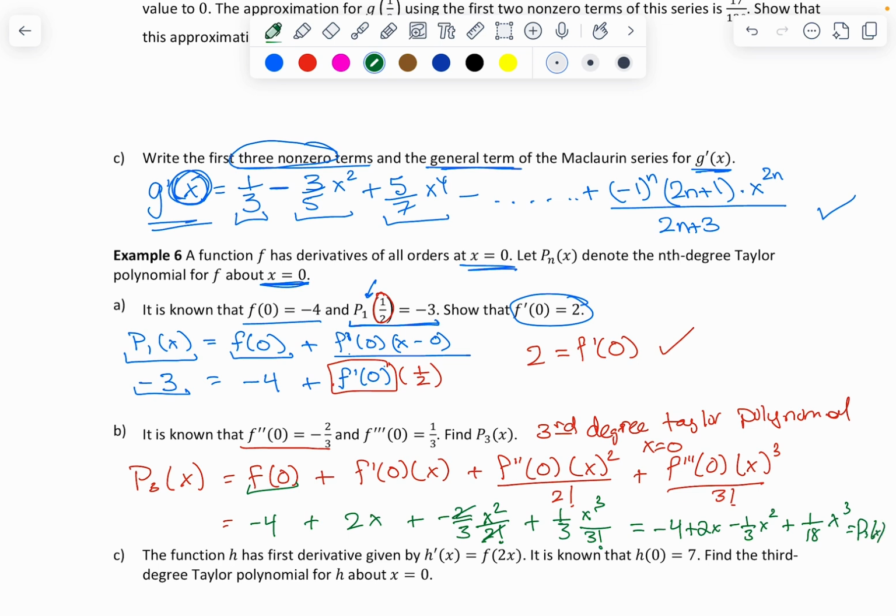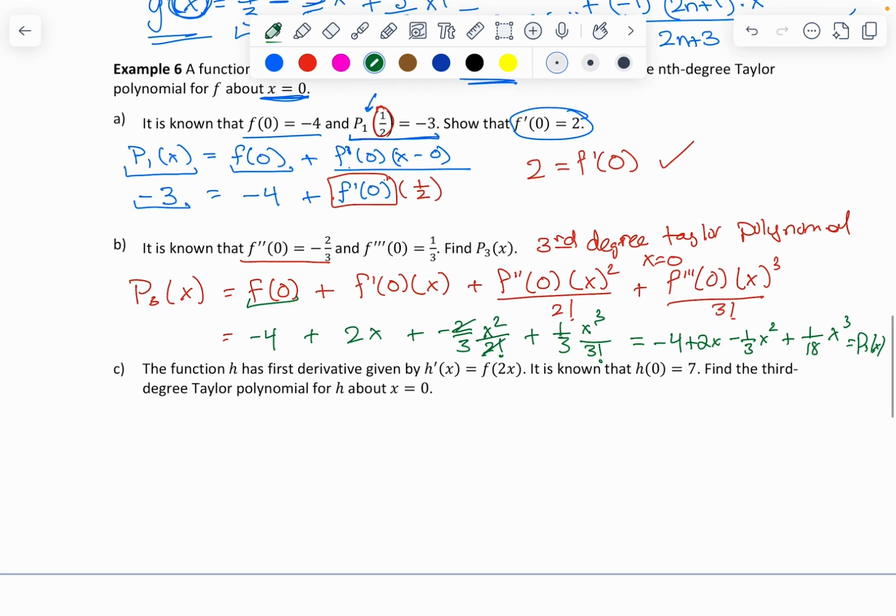All right, example 6, part C. The function h has a first derivative given by h prime of x is equal to f of 2x. It is known that h of 0 is 7. Find the third degree Taylor polynomial for h. So what we've been working with right now is basically P3. We just solved for P3 of x, right? We are letting f of x be approximated with P3 of x. So from our last example, this is what we got.